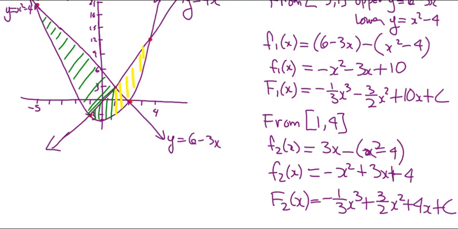Okay, welcome back. So using little f1 for upper minus lower, getting a simplified expression, and then finding the antiderivative, capital F1 for the green region here. And then for the yellow region from 1 to 4, using little f2, upper function is 3x here. Lower function gives us negative x squared plus 3x plus 4. And again, the antiderivative. Now you just get to plug it in and work it out.